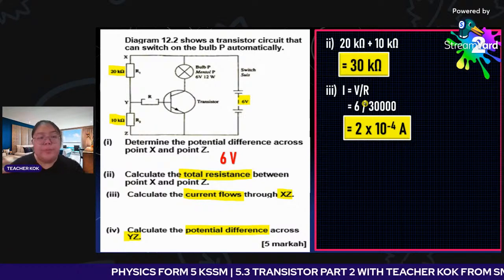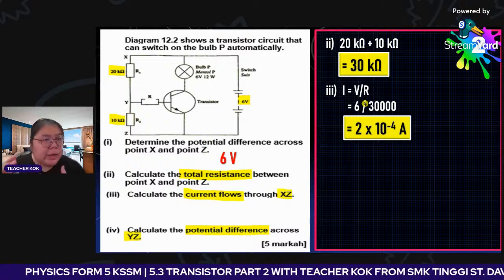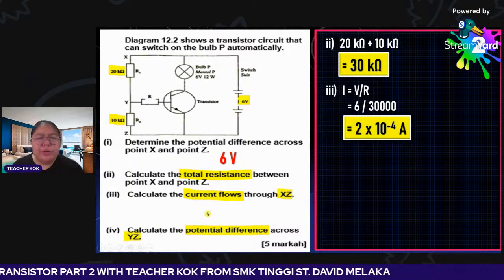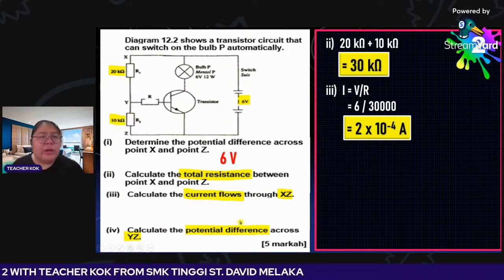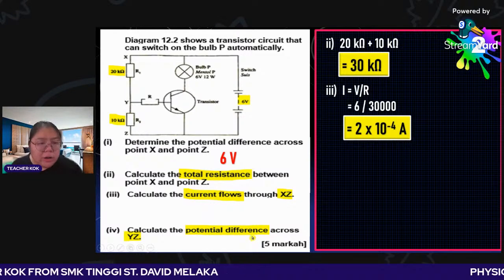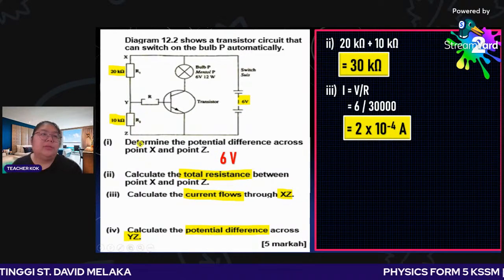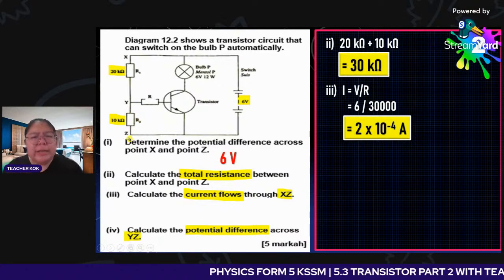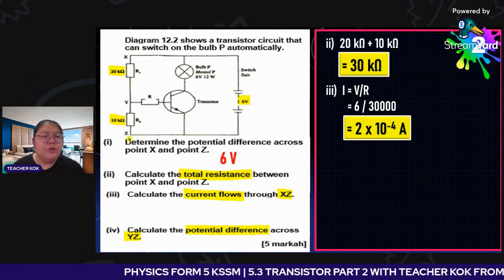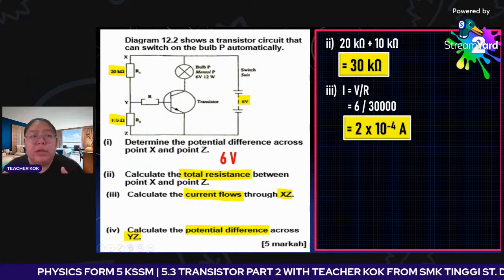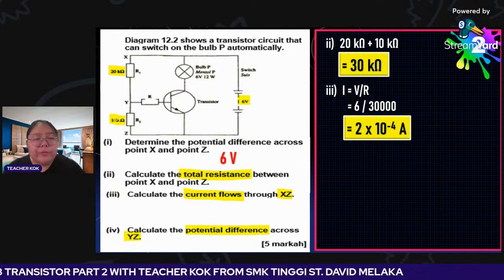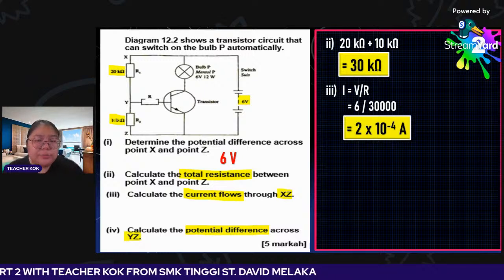Okay, students, you prepare. When I just mentioned number 3, you prepare number 4, then we can go very fast. Okay, we go to number 4. Calculate the potential difference across Y, Z. If you get the current, then you know the resistance. That's easy to do already. You don't need to use the voltage divider, you can go straightforward using V equals IR.